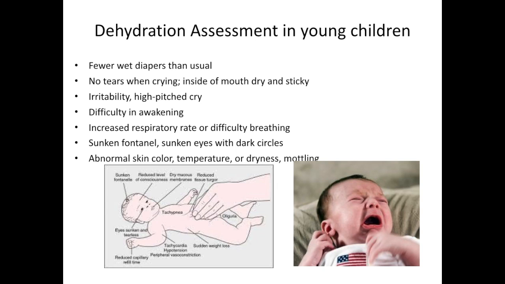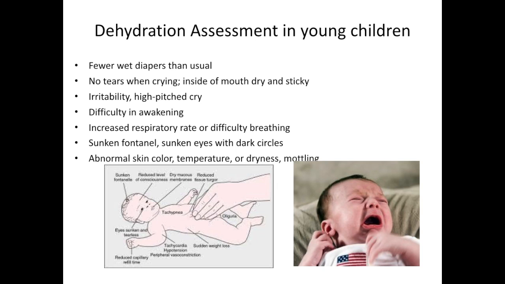Is this child irritable? And the more dehydrated they get, they actually decrease their interaction and ability to be alert. They'll have an increase in their respiratory rate, and this may ultimately result in dyspnea or difficulty breathing. Now, one of the beauties of the infant is that they have a fontanelle, and so this is the window to the brain. In a child who is dehydrated, the fontanelle will be sunken. In addition, their eyes are sunken and they have dark circles.